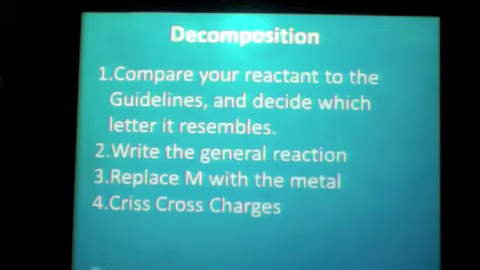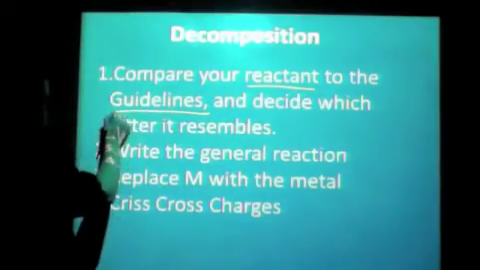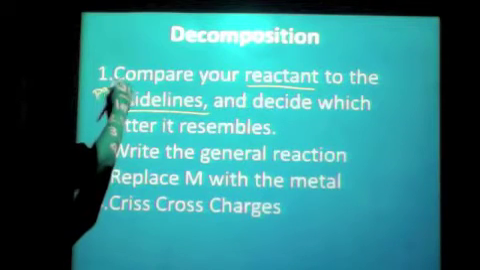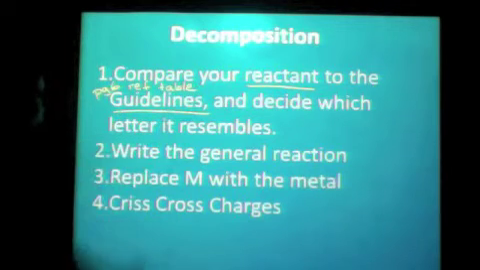So, decomposition, step 1, and they all have different steps, so that's the hardest part, is knowing when to do what. So once you figure out what type of reaction it is, then you go from there. So decomposition, step 1 is compare your reactant to the guidelines. Guidelines are on page 6 of your reference table. And decide which letter it resembles. And in just a second, I'm going to talk about all the different letters and what's happening.